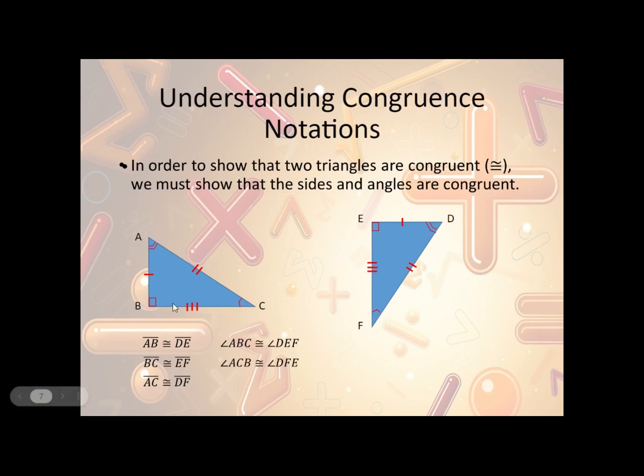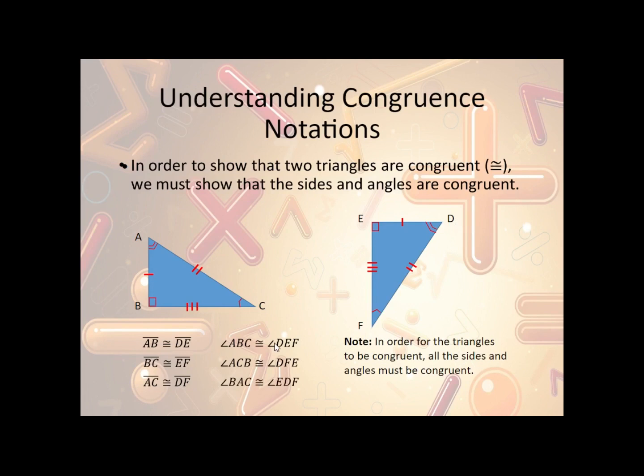And then I'll do my double arc. So BAC is congruent to EDF, and those are congruent. So now we've shown that all the sides and all the angles are congruent, so therefore the triangles are congruent. So we can now say that triangle ABC is congruent to triangle DEF.